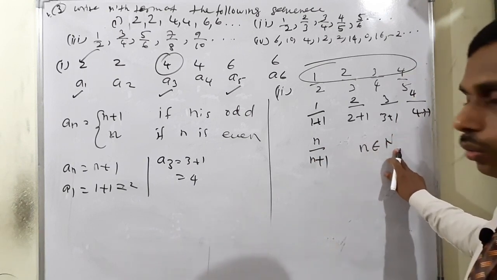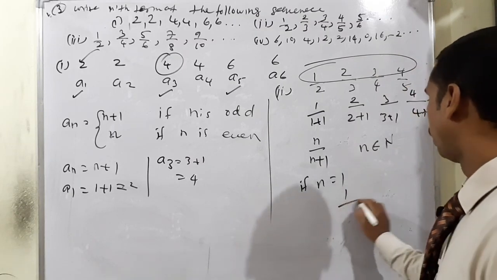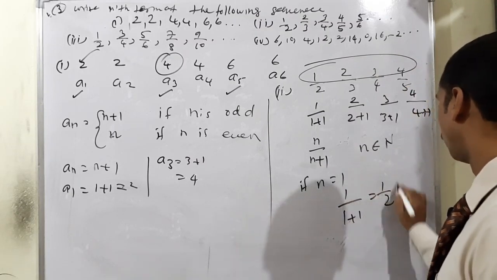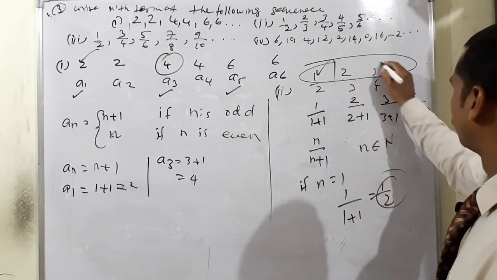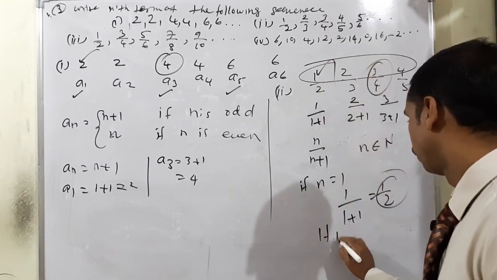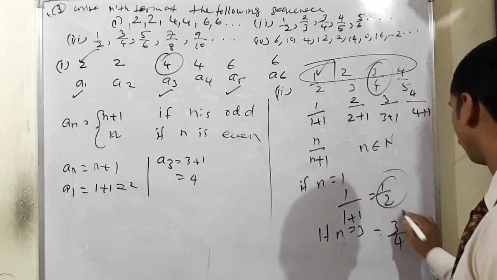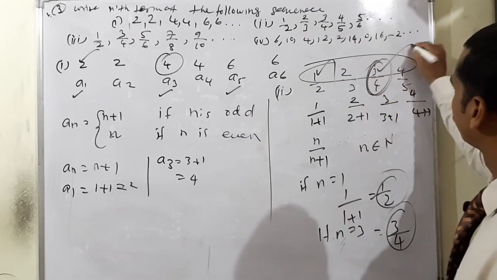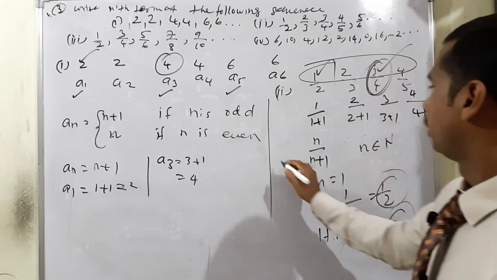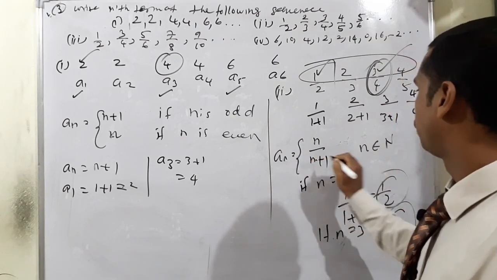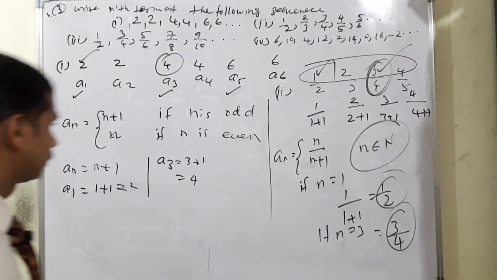It's a formula, n by n plus 1, where n belongs to natural numbers. Natural number means starting with 1. Condition: if n is equal to 1, what will happen? 1 by 1 plus 1, that is the answer 1 by 2. First condition. Okay, I will take the third, 1, 2, 3. If n is equal to 3, definitely 3 by 3 plus 1, which is 4, so 3 by 4. I hope you understand. So, for the second one, An is equal to n by n plus 1, n belongs to natural numbers, okay. Moving to subdivision third.